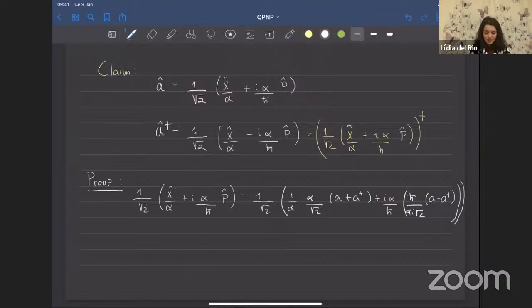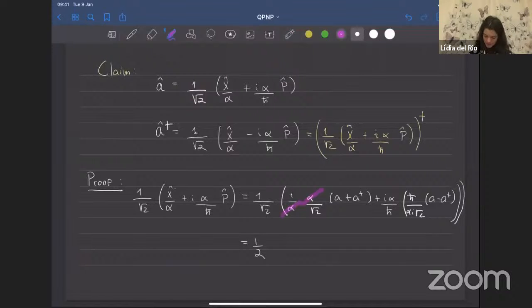And now it's essentially a matter of just canceling out all these constants. We can do it step by step if you'd like. So all these square roots come out. Overall, we're going to have 1 over 2.